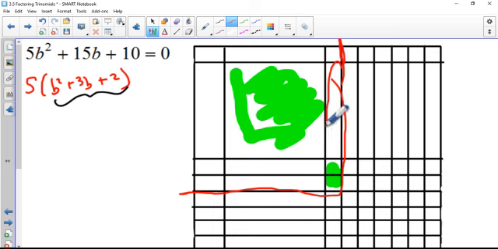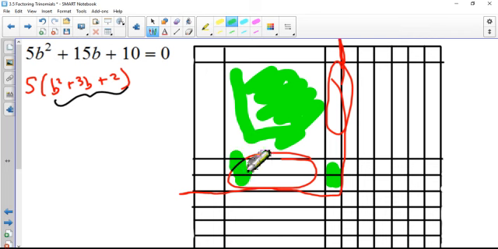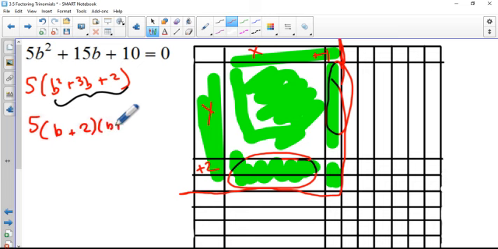Up in this area, I have 1 tile. Over here, I've got 2 x tiles, and I'm trying to get plus 3. So that means that they both have to be positive. Since everything is positive, everything up top will be positive. So we're going to have a positive x plus 1 and x plus 2. So we're going to have a 5 times, well, b in this case, b plus 2 and b plus 1.